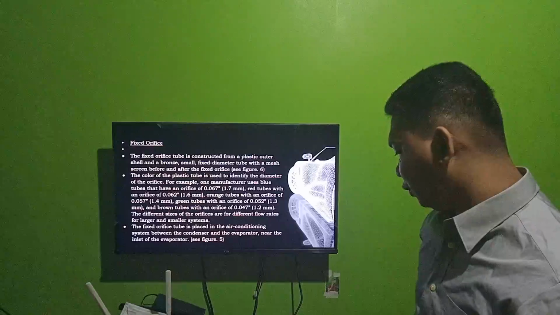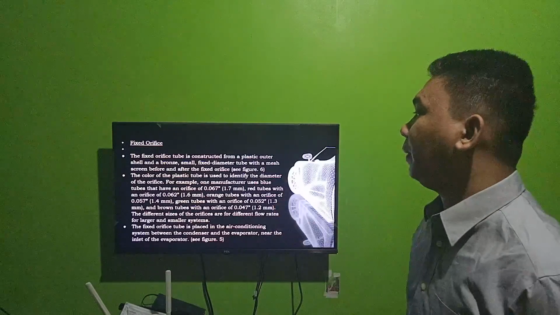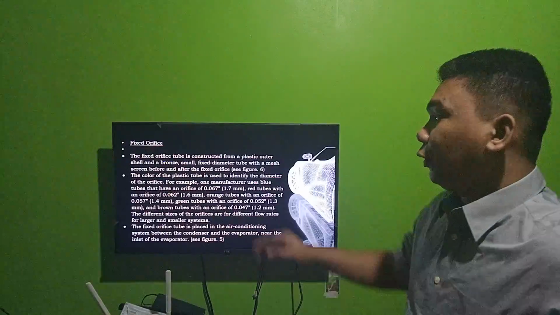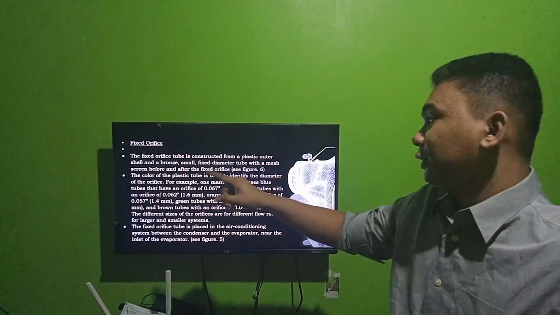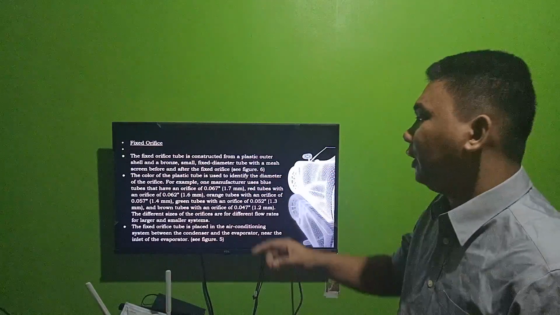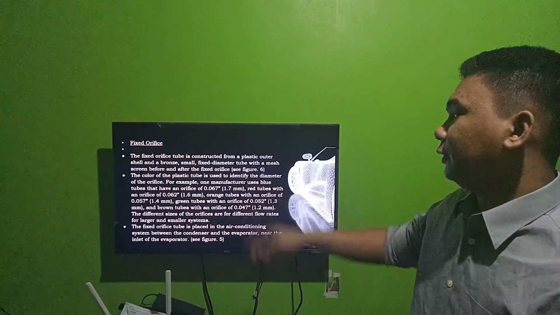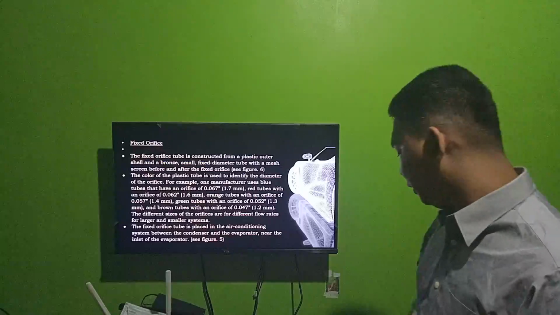The fixed orifice tube is constructed from a plastic outer shell. So, plastic yung labas. And a bronze small fixed diameter tube with a mesh screen. So, may filter yun. May mesh screen na nakaharang yun. Siyempre, before and after the fixed orifice tube, figure 6.